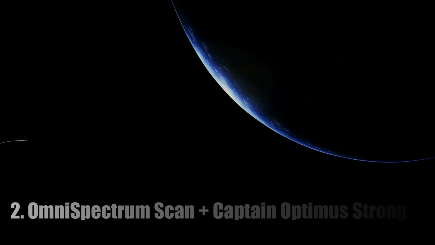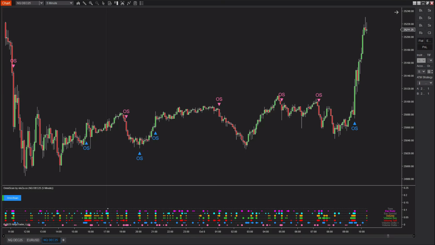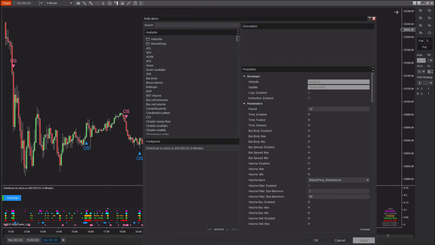Next, we'll address a question many traders have been asking. Can OmniSpectrum Scan be combined with Captain Optimus Strong? And if so, how do we integrate them effectively?